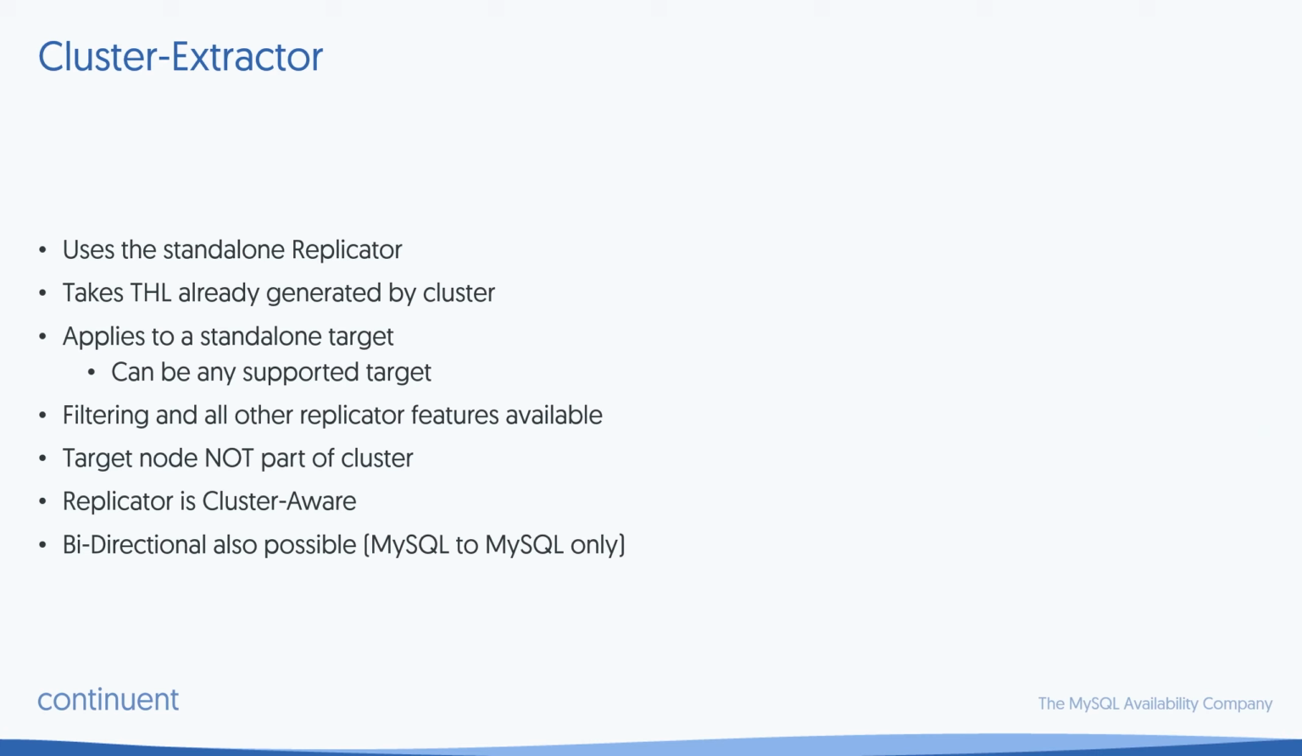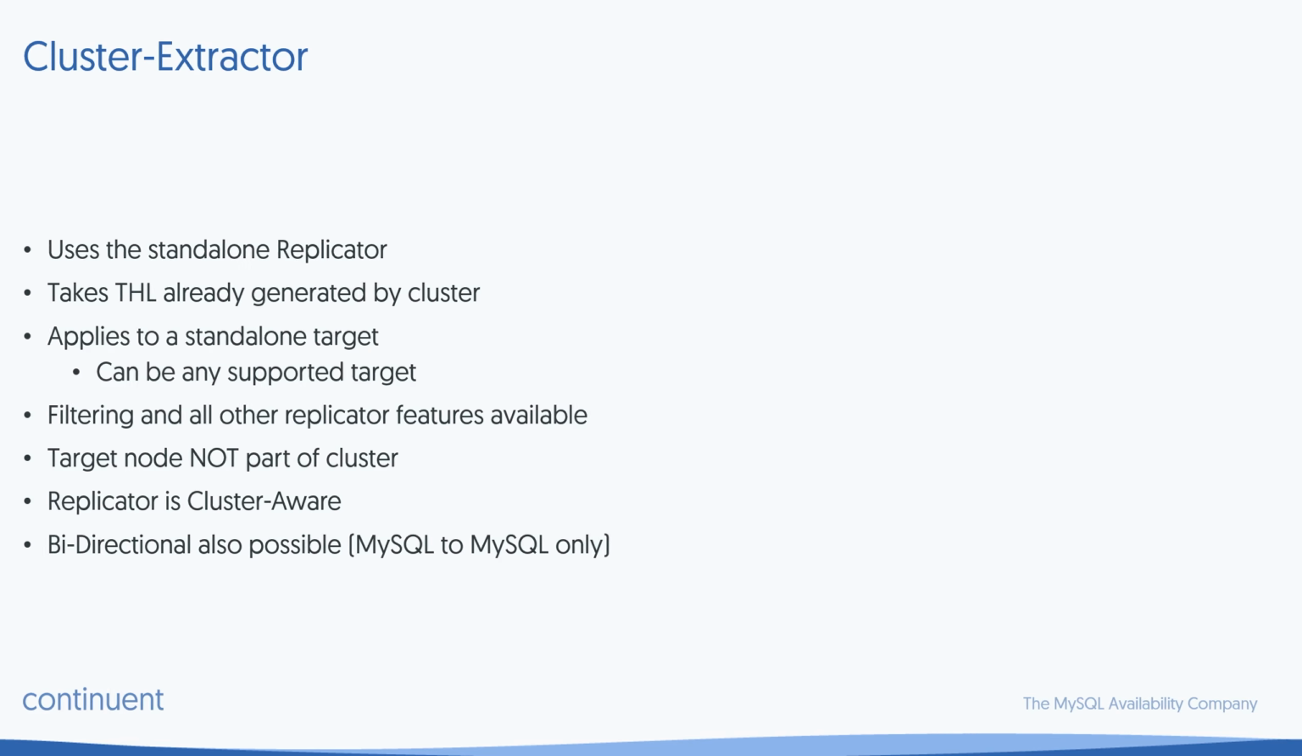Additionally, filtering can be applied. So for example, you could choose to just replicate one schema or even one table to a dedicated non-cluster node. This can serve a useful number of needs. The replicator remains fully cluster aware, so if the primary node within the cluster fails, replication will still continue, as the replicator will still be able to source THL from any node within the cluster. If you're using MySQL as your standalone target, you could even configure bi-directional replication so that the single node can replicate back into the cluster.